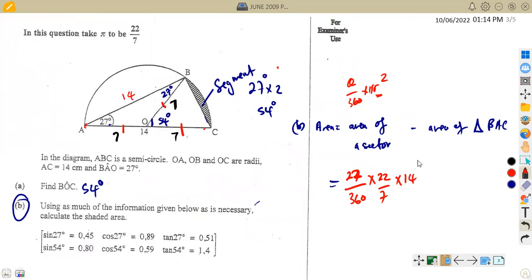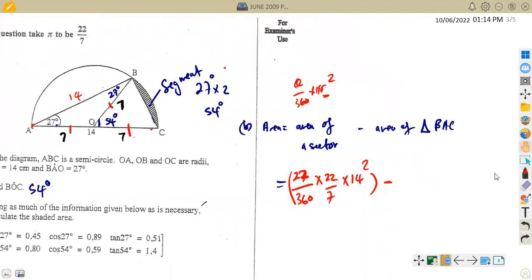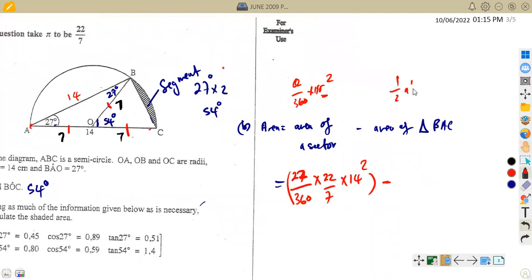So it's going to be 14 squared, or 14 times 14, minus area of a triangle. We are talking about area of triangle BAC. This triangle BAC, from B to A to C, is the triangle that you are going to remove from that sector. And area of a triangle is given by half ab sine theta. Remember, that's half ab sine theta, a non-right angle triangle. So it's going to be half of a, which are the sides 14 and 14. So it's half of 14 times 14 times sine theta, which is 27 degrees. All right, so that's what you're going to have here.